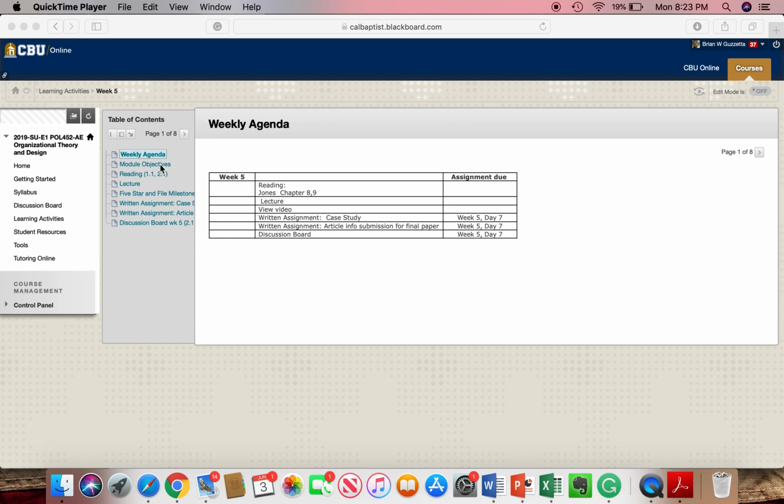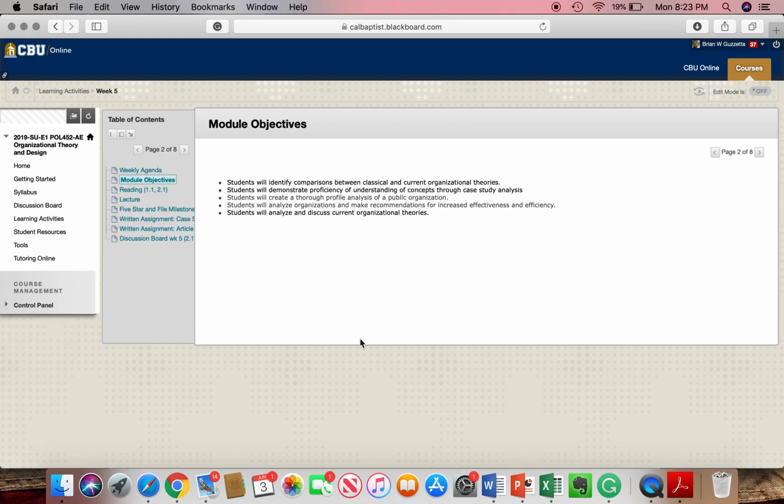So let's look at our module objectives this week. We want to identify comparisons between classic and current organizational theories. We want to demonstrate proficiency at understanding the concepts through case study analysis again. We want to create a thorough profile analysis of a public organization. We want to analyze organizations to make recommendations for increased efficiency and effectiveness. And we will analyze and discuss current organizational theories.